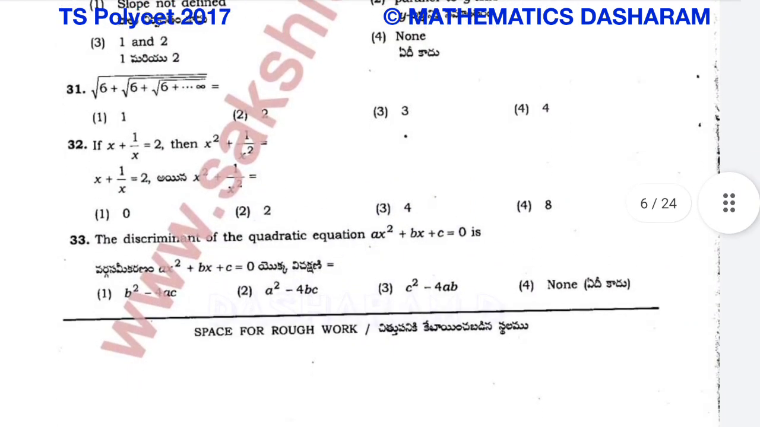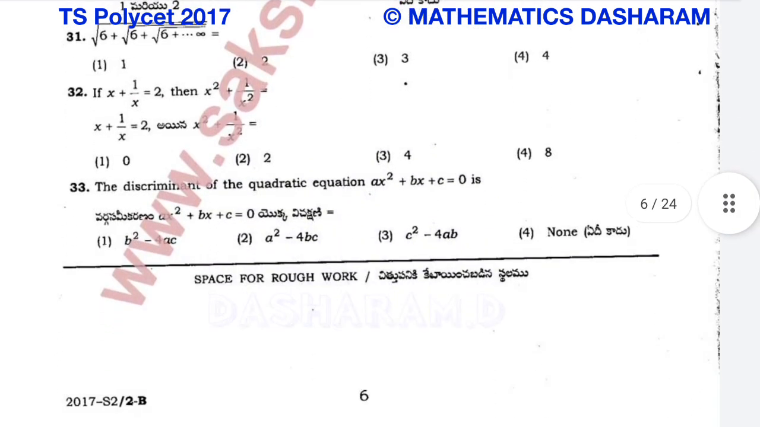Next, the 31st question: square root of 6 plus square root of 6 plus square root of 6 plus dash infinity. For this type of question we have a shortcut method: write 6 as a product of two consecutive numbers, that means 2 into 3, and here a plus symbol is given, so take the bigger value as the answer. So 3 is the answer. For example, if you have a minus symbol at this place, then the smaller value is the answer, that means 2. So here plus is given, that is why option 3 is correct.